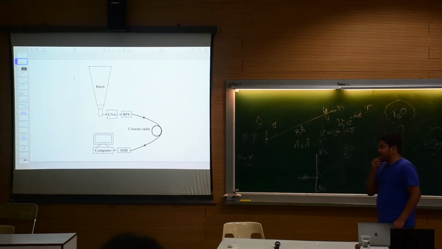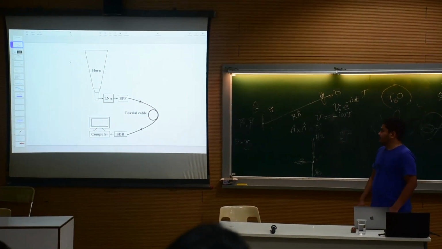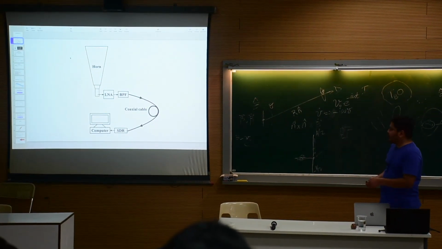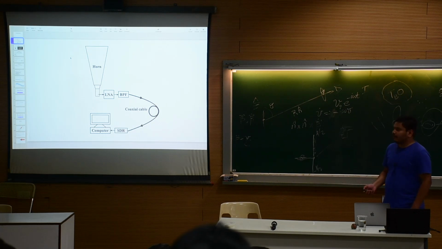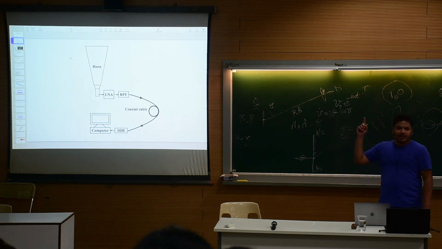So this is the basic setup of the experiment. You have a horn antenna connected with the front end electronics, which is basically a low noise amplifier followed by a band pass filter, and then a long coaxial cable which comes to a receiver and a computer where you collect the data. So this is the block diagram of the experiment. This antenna is kept on the TLC building rooftop, so those groups will have to come to the rooftop for this experiment.